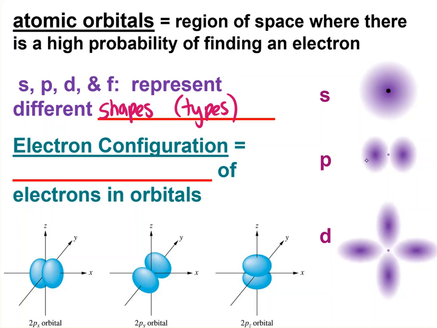Whenever you have p orbitals, you'll have them in sets of three. This is one orbital with two lobes, left to right, front to back, and top to bottom. We're going to be doing electron configurations, which means you're going to tell where the electrons are in all of these orbitals. So we could say the distribution of electrons in the orbitals.